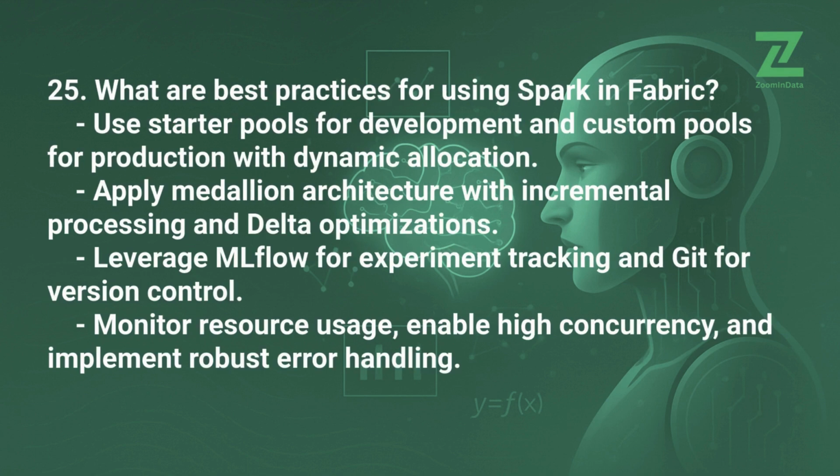25. What are best practices for using Spark in Fabric? Use starter pools for development and custom pools for production with dynamic allocation. Apply medallion architecture with incremental processing and Delta optimizations. Leverage MLflow for experiment tracking and Git for version control. Monitor resource usage, enable high concurrency, and implement robust error handling.